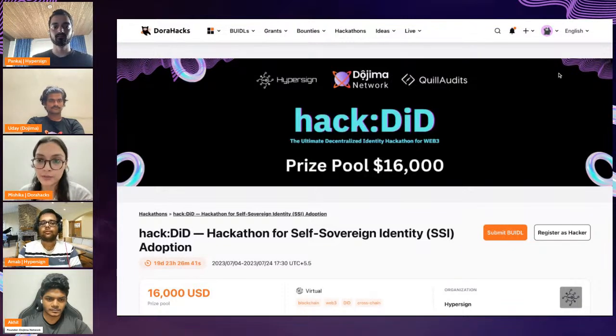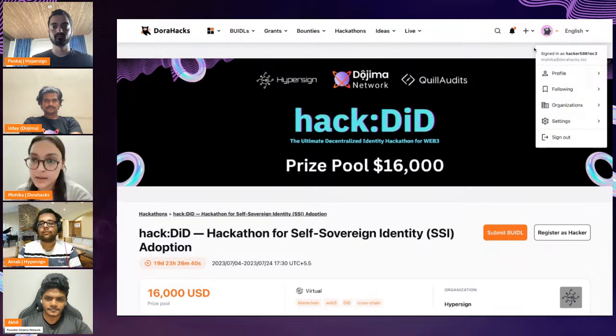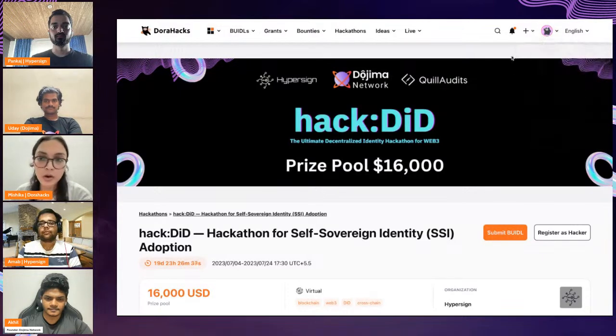So first you need to log on to the platform. I am already logged in. There are various means to log in. You can obviously always use your email ID, or you can log in through your wallet. Another way which you can log in through is by your GitHub. GitHub would be a more effective one for the devs, because anyways you'd be required to link your GitHub to the platform down the process. Once you've logged into the platform and you've hopped on to the HackDid Hackathon page, click on Submit BUIDL.